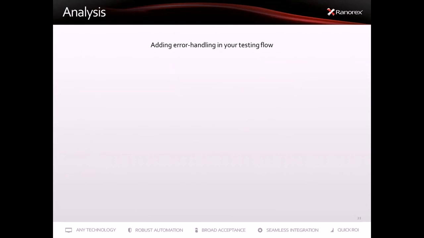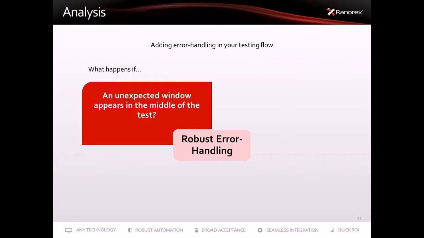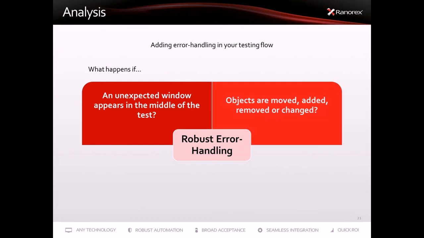Okay, now jumping into some of the analysis portions here. What happens if, to make sure that we have robust error handling, an unexpected window appears in the middle of the test? That's certainly cause for concern that we need to build some error handling in. Objects are moved, added, removed, or changed. Something happened to the objects on the screen, and now do I have to re-record my tests?